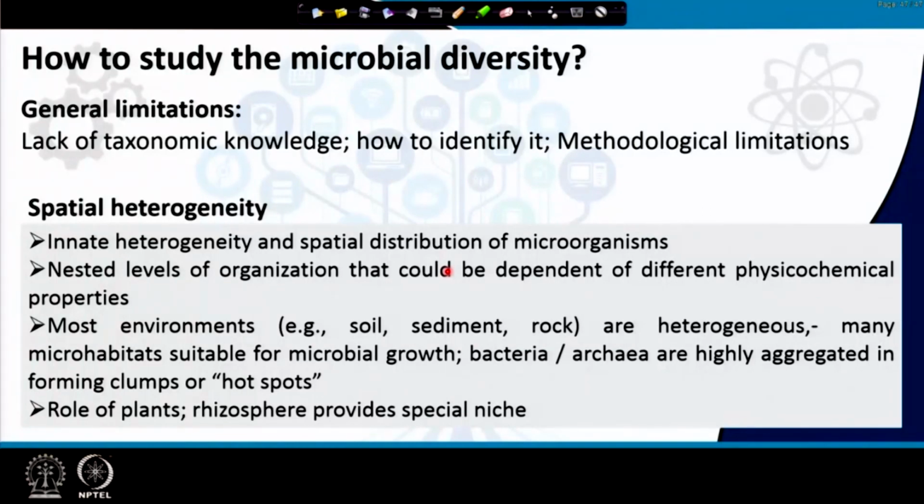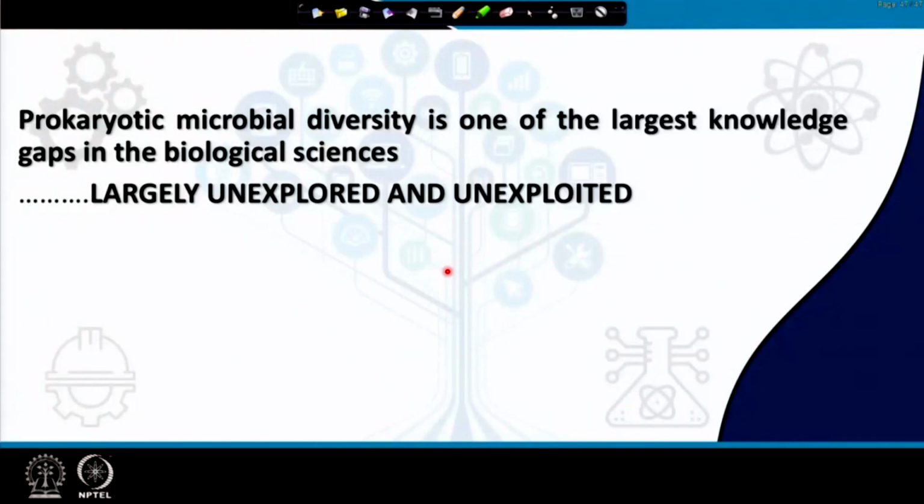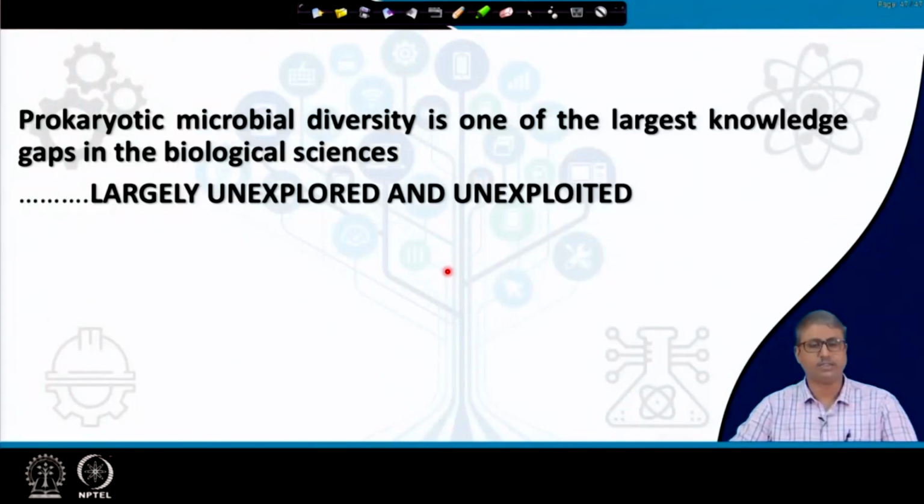So therefore, the entire organization is highly nested. One microhabitat or microzone is connected to another one. Because of the microbial activities, one produces certain things and these products are utilized by the other organisms. So after considering all these things, we have realized that prokaryotic microbial diversity is one of the largest knowledge gaps in the biological sciences.